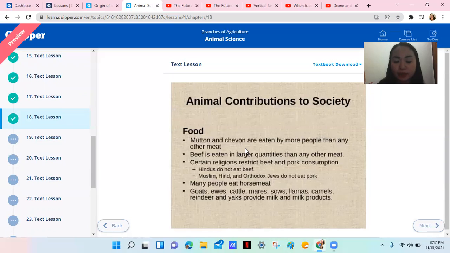And pork, mutton and chevon are eaten by more people than any other meat. And beef is eaten in larger quantities than any other meat as well. So certain religions restrict beef and pork consumption, like the Hindus, they do not eat beef. Muslims and Orthodox Jews do not eat pork as well. So many people eat horse meat, and goats, ewes, cattle, mares, sows, llamas, camels, reindeer, and yaks provide milk and milk products.